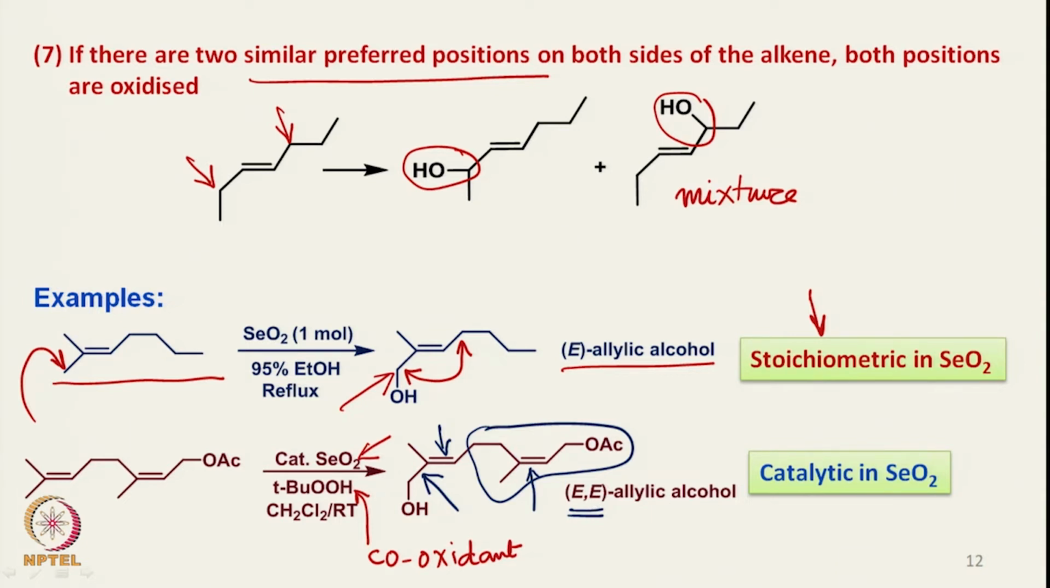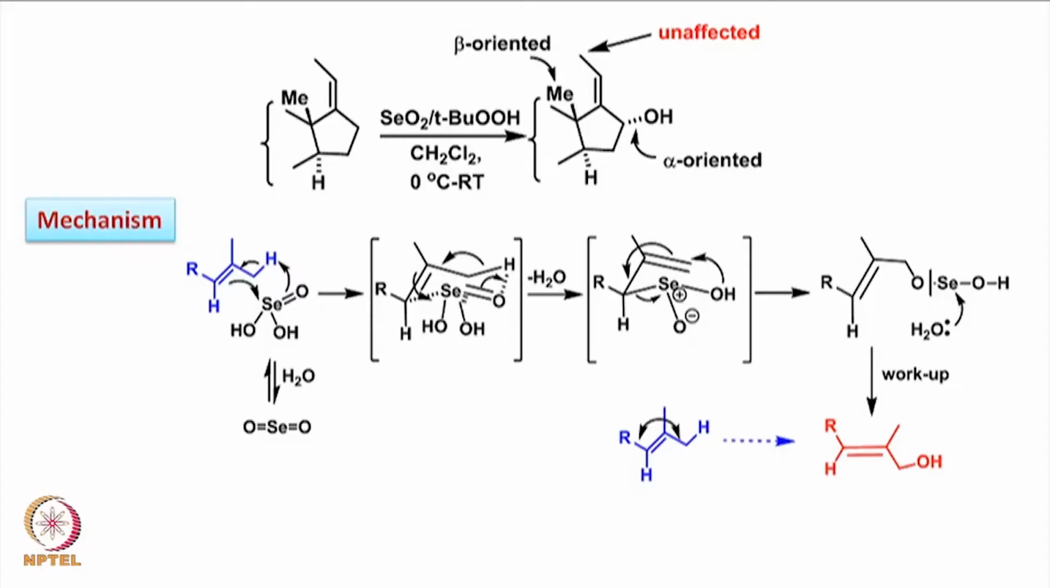So, these are the rules which are useful in predicting the regiochemistry of the hydroxy group in these cases. Now, we take another example of a cyclic case, and then we will look at the mechanism of the reaction.